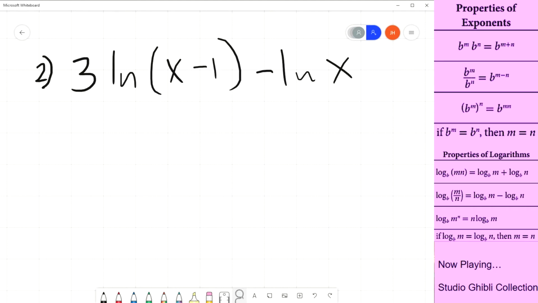So the first thing to notice here is that I can't yet use the subtraction law. I can't use the law of logarithms that involves subtraction in order to say that this is ln of x minus 1 over x. I cannot do that. The reason why is because this 3 here is still in the way. It's multiplying the ln. So in order to combine any two logs using these properties, they need to not have a coefficient. So how do we get rid of the coefficient?